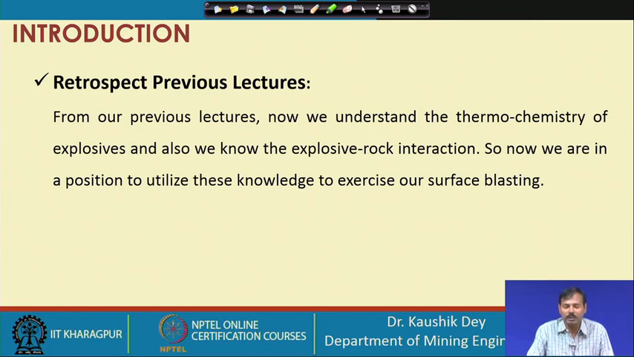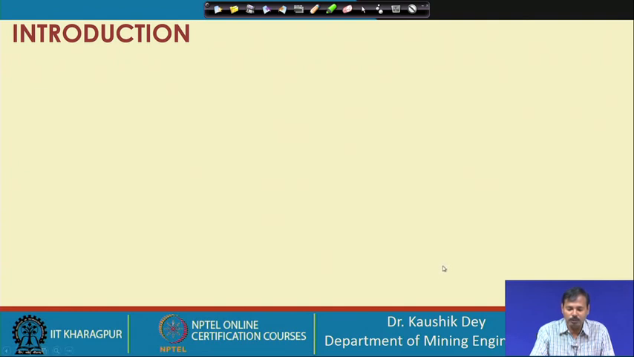Surface blasting means when the blasting is carried out in the open air, meaning it is carried out on the earth crust, then it is called surface blasting. If it is carried out below the ground, it is called underground blasting. How it can be carried out in surface blasting will be discussed in this lecture.